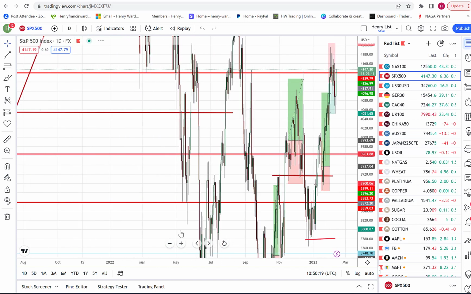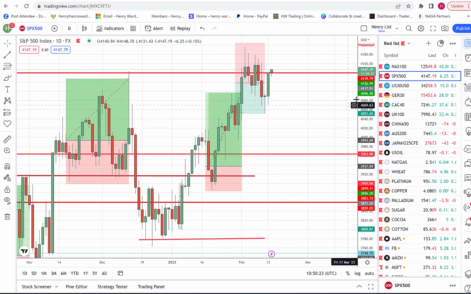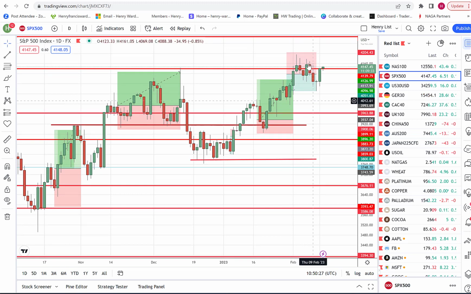But again, the overall momentum is up. On the Dow, the overall momentum is up here. So again, I'm not looking for anything more than a 1-to-1 on this.